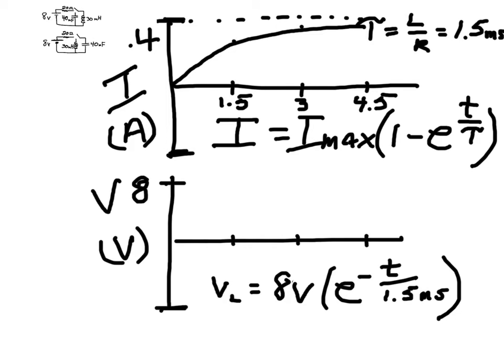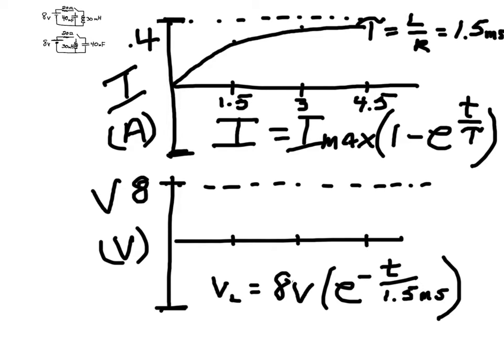So that's the current, and notice that there is only one current. The current through the resistor and the inductor is going to be the same. So if you're asked to plot the current through the inductor or the current through the resistor, it's going to be that current. Now the voltages are opposite. So let's put in our asymptote line for 8 volts, and one of them, that's the voltage across the resistor.